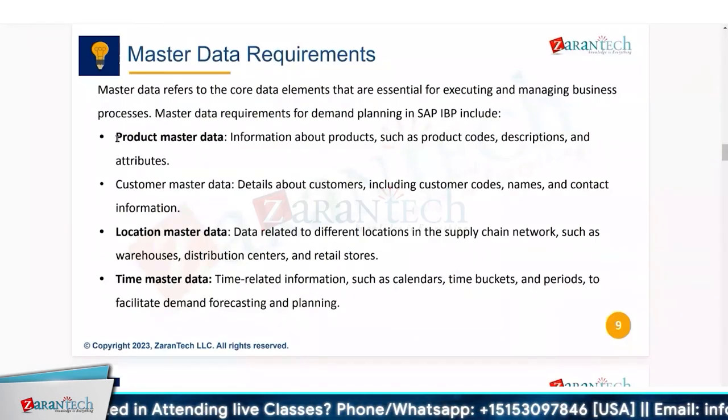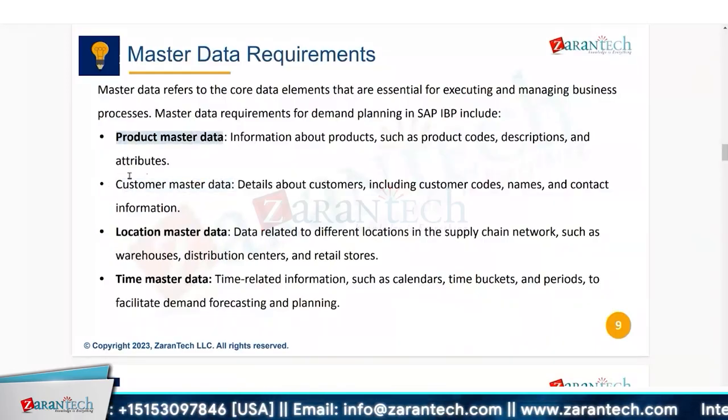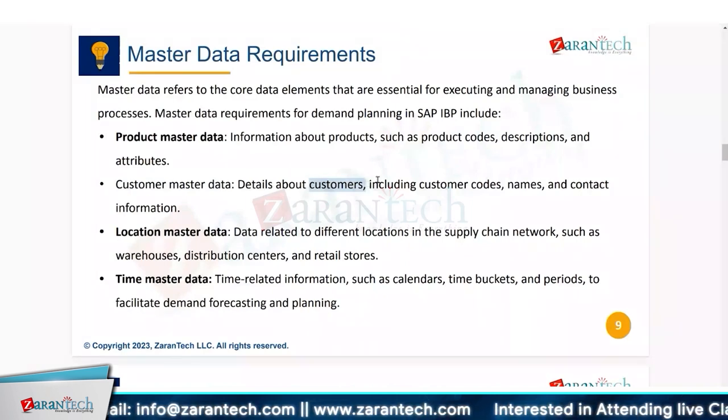The main categories of master data are basically product master data, wherein we saw product codes, product ID, product description, and so on and so forth. Product master data is also called material master data. Then we have customer master data, where you have customer information, including their names, contact number, address, their tax registration number, and so on and so forth.